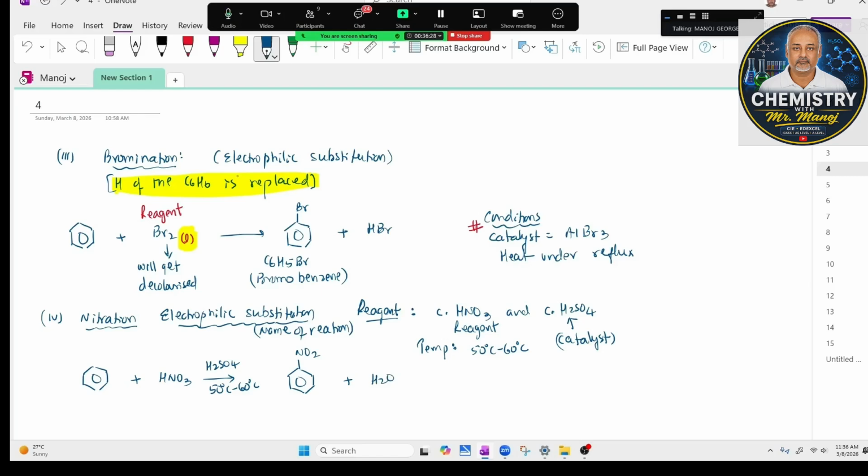So we've done bromination of benzene. I need liquid bromine, heat under reflux and AlBr3. Nitration of benzene requires concentrated nitric acid in the presence of concentrated H2SO4 and the specific temperatures. Waiting for any questions, let me know if you have any.